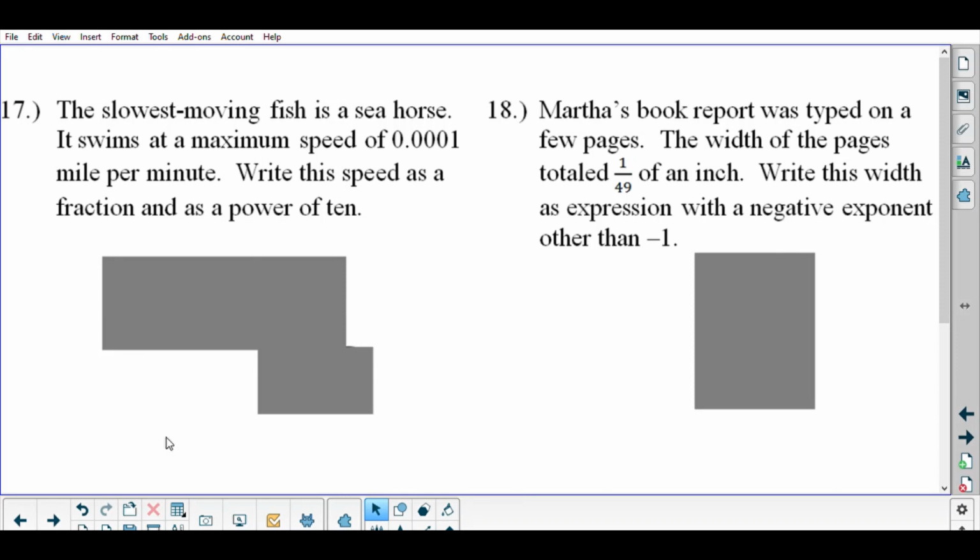Last two problems, number 17 and 18. Try these on your own. Hit pause to do that, then hit play for me to go over them. All right, I hope you've done these problems on your own.